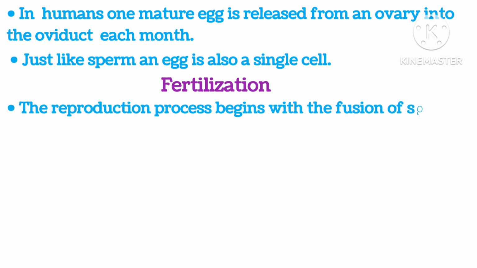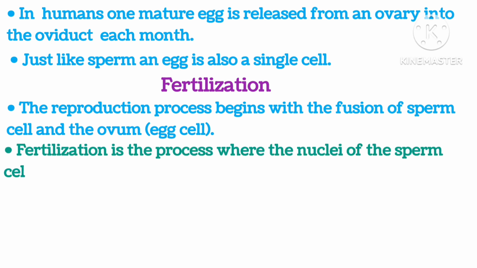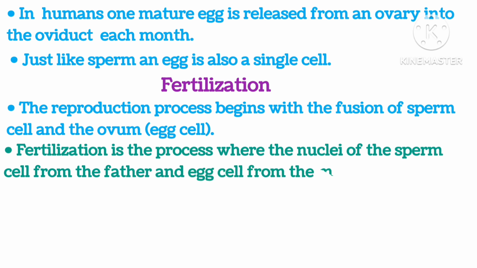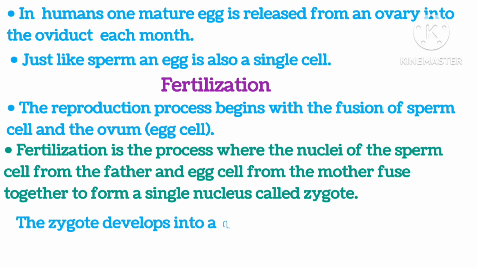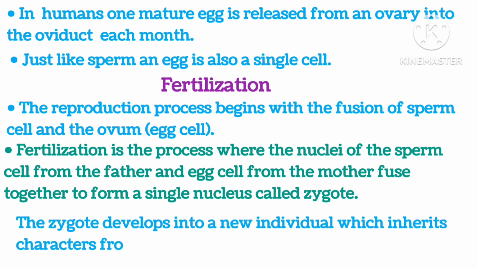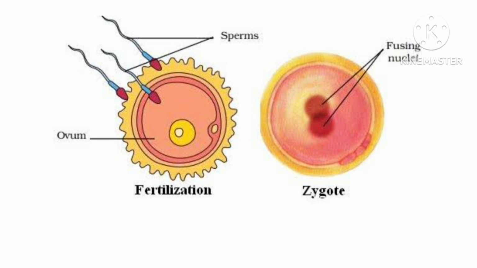Fertilization. The reproductive process begins with the fusion of sperm cell and the ovum, which is the egg cell. So, fertilization is the process where the nucleus of the sperm cell from the father and the egg cell from the mother fuse together to form a single nucleus called zygote. The zygote develops into a new individual which inherits characters from both the parents. As you can see here, the fertilization is taking place, sperm entering into the ovum, and the fusion of both the nuclei is taking place to form a zygote.